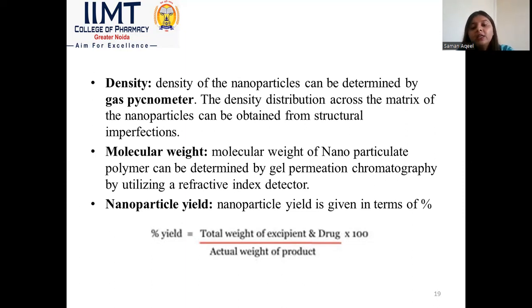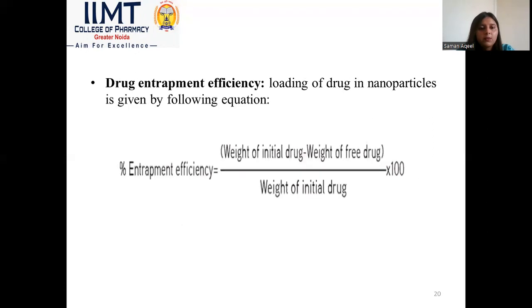Next one is the nanoparticle yield. Nanoparticle yield means how much quantity of nanoparticles is being produced, and it is given in terms of percentage. Percentage yield could be calculated as the actual weight of product upon the total weight of excipient and drug, into 100. By putting in this formula, you can easily get the percentage yield of the nanoparticles.